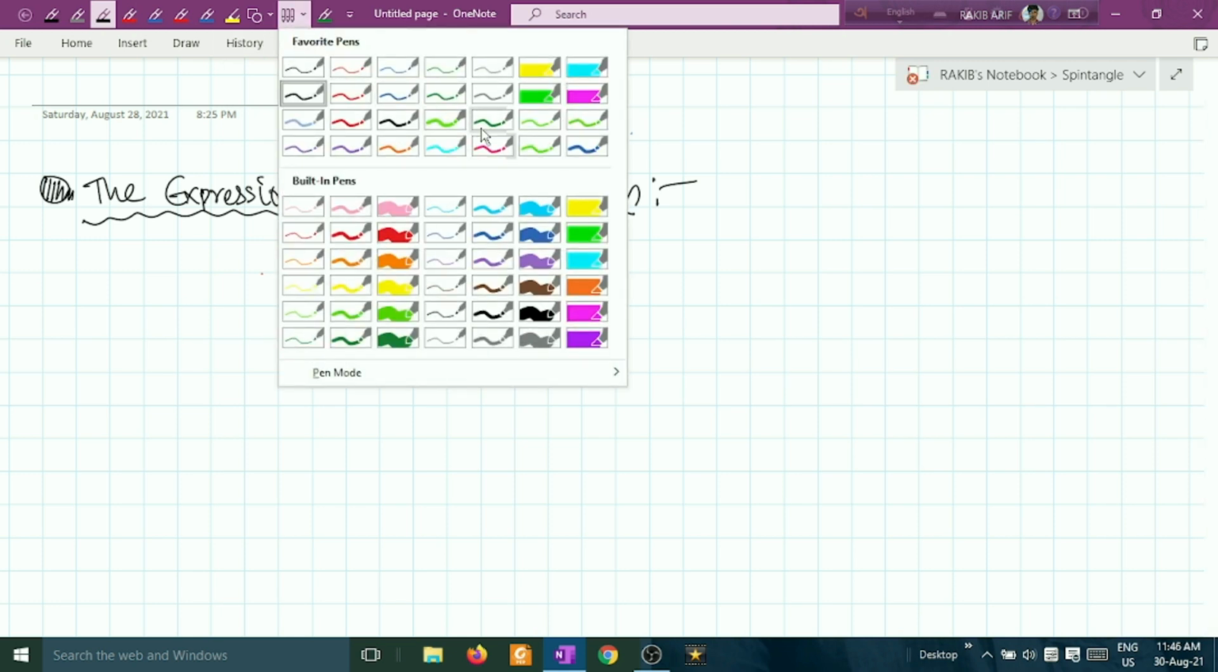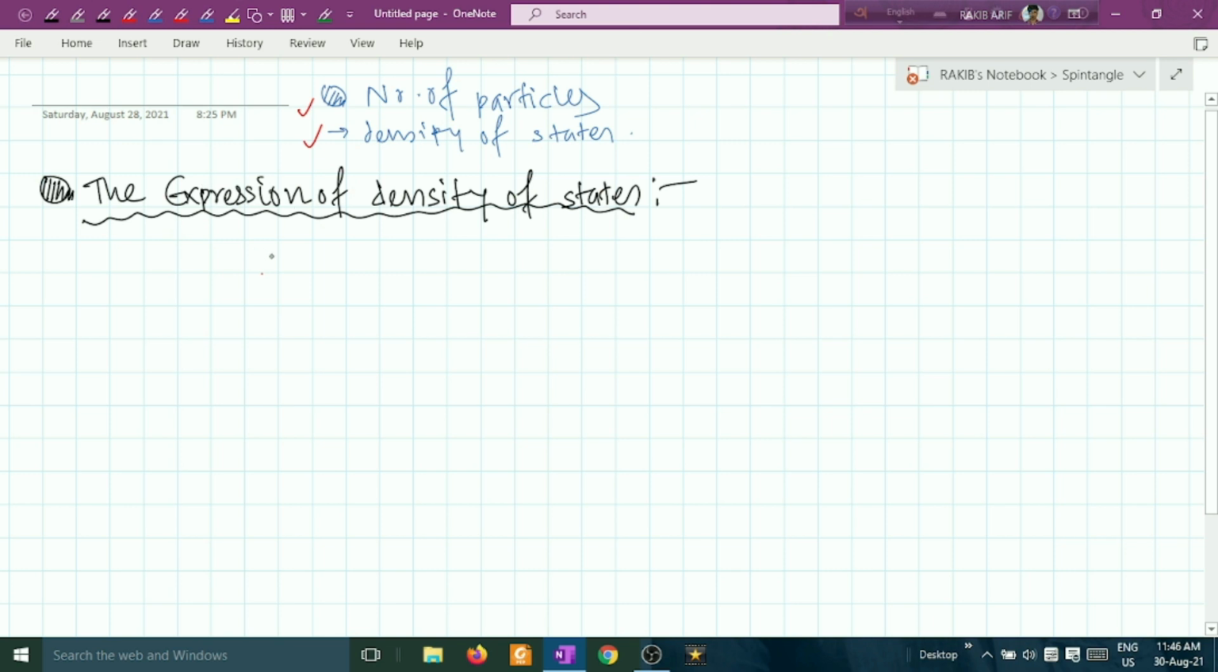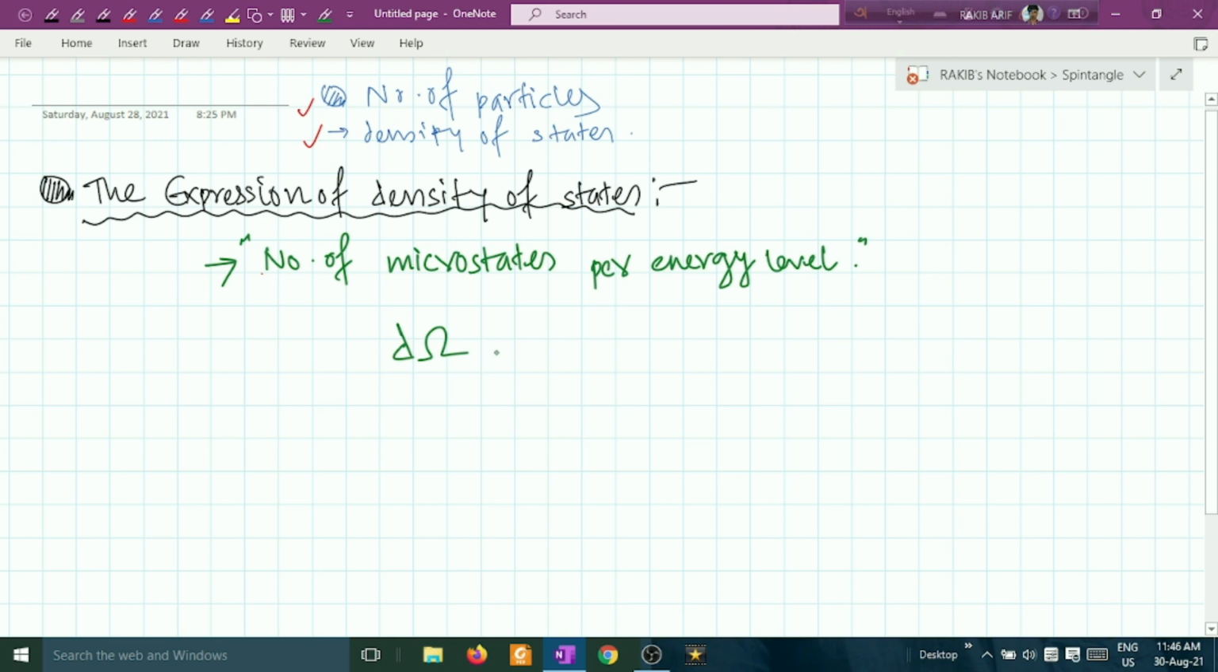So what is called the density of states? The density of states is the number of microstates per energy level, or a certain energy level. Say you have d omega number of microstates in the energy level in between E and E plus dE.